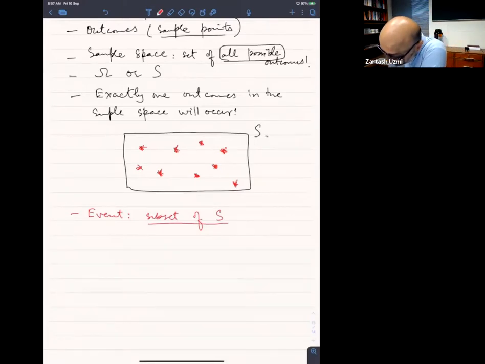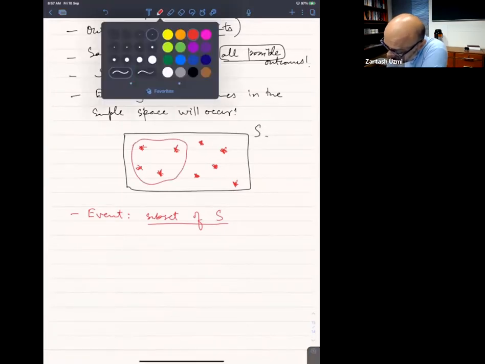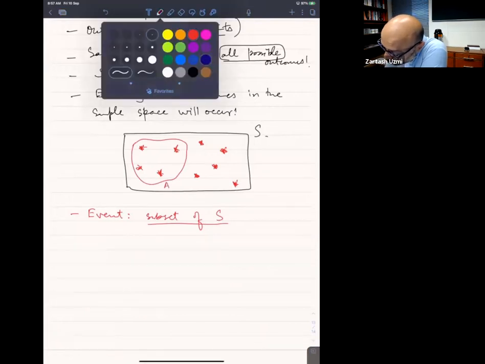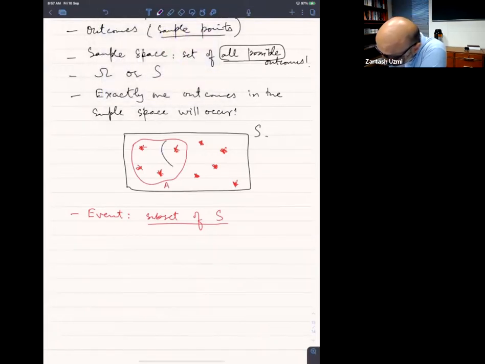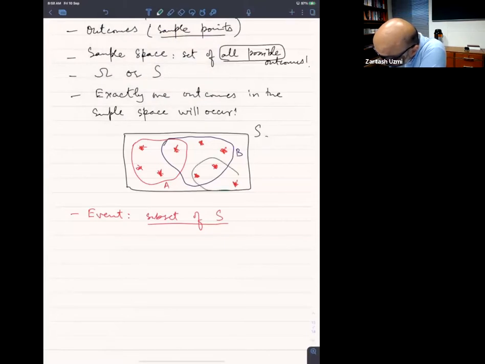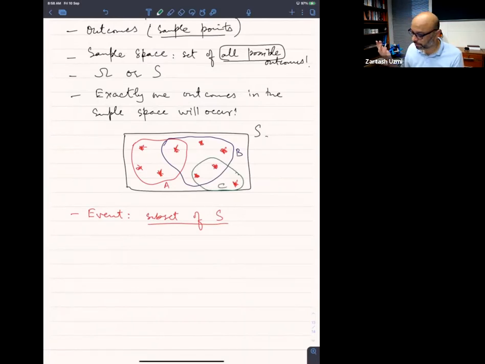So for example, you can have an event A, or you can have an event B. I am making it a little overlapping too. You can have an event B, and you can also have an event C, the one drawn in green. These three events I have shown here.